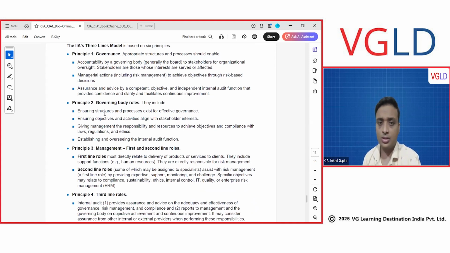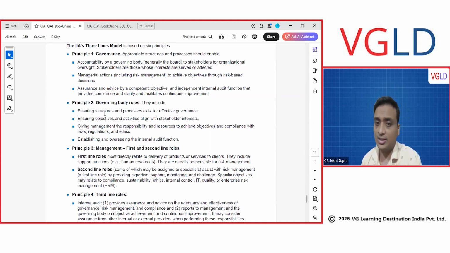Governing body roles include structures and processes existing for effective governance. They should ensure that there is a proper structure, proper processes applied, and roles and responsibilities defined in the middle and lower management. They ensure that objectives and activities align with stakeholders' interests. For example, if your members have an interest in gaining higher profits and returns, and you also have some objectives in place, you have to align your objectives and activities with your stakeholders' interests. Ultimately, they are the owners of the company.